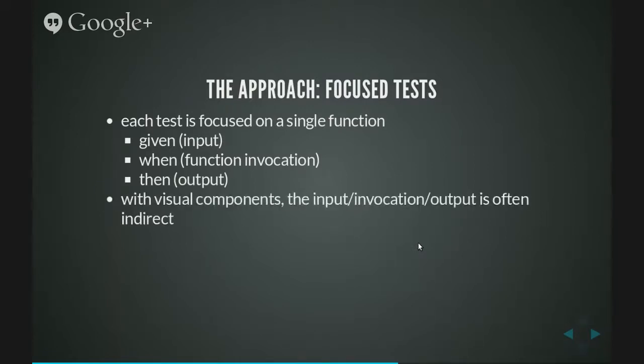One thing of note is that with visual components, those three parts, the input, the invocation, and the output, are often indirect. It could be via input events, so it's not like an argument to a function directly. It could be via side effects in the DOM. That could be the output.